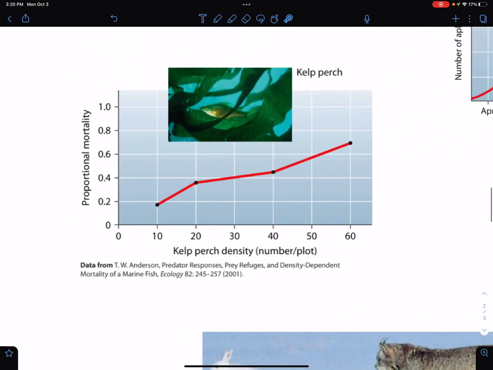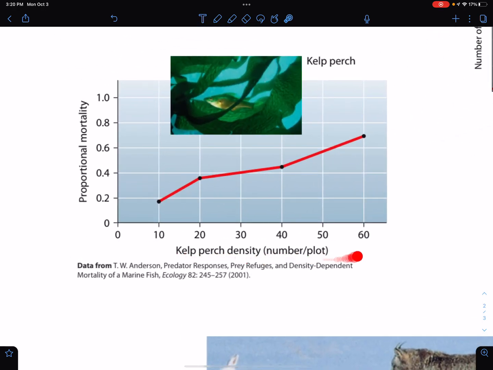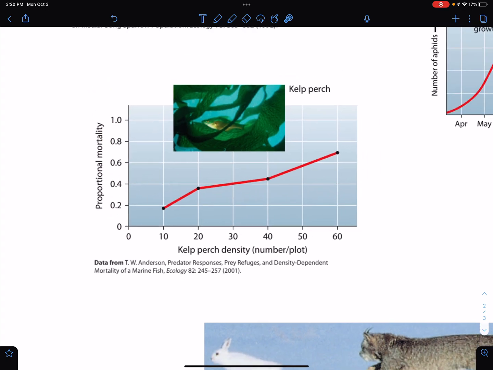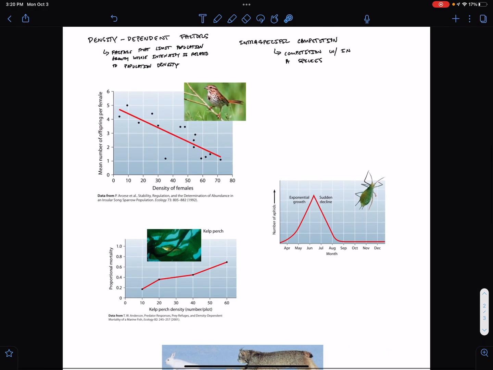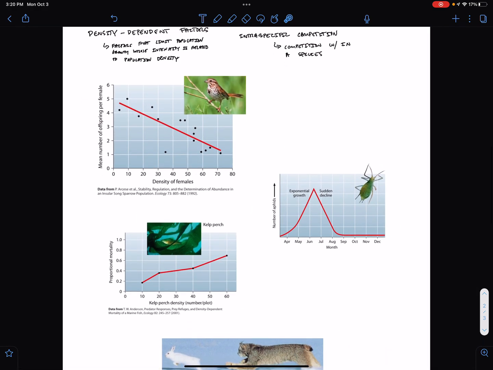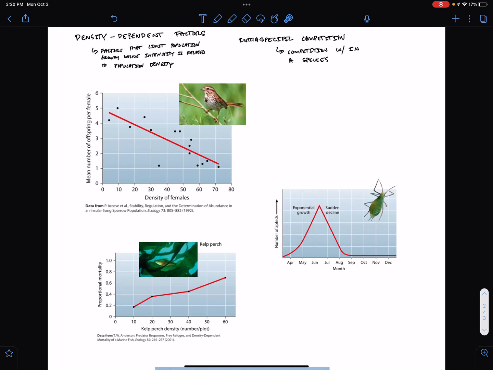Another example of that would be kelp perch density. So there's a type of fish that lives in a kelp forest, and we see that as the kelp perch density increases, this is 60 per plot, we have the highest rate of predation or mortality of these kelp perch. So this is another example of a density-dependent factor. It's a limit of population growth, and its intensity is directly related to how many individuals there are.